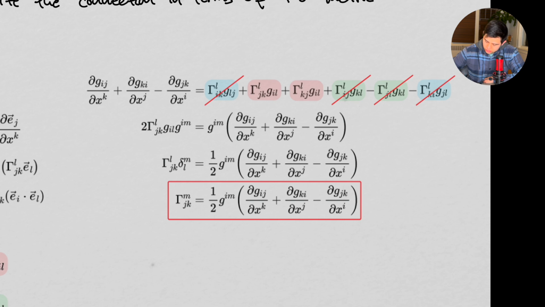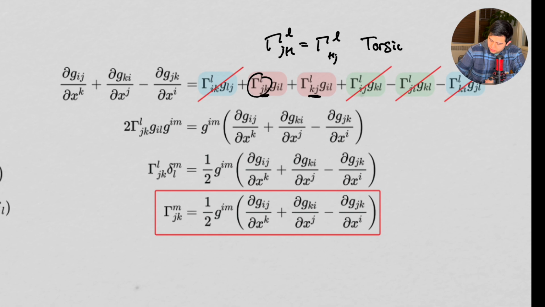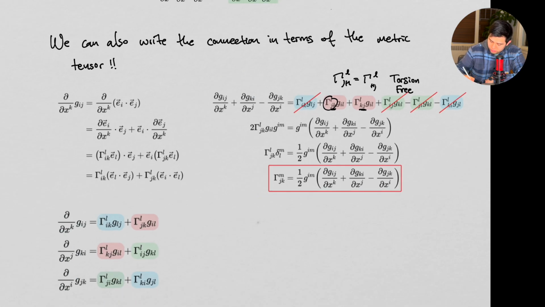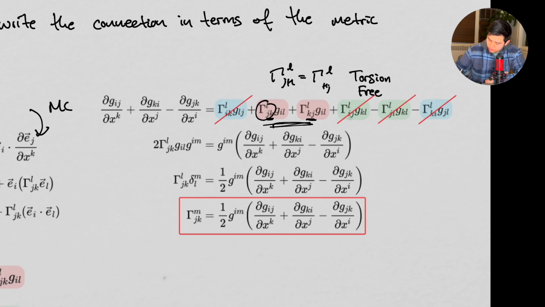And one of the things we're actually assuming also is that these two guys, when they're flipped, are the same, right? So Γ^L_{JK} and Γ^L_{KJ}. This is torsion-free, the torsion-free property. So we have metric compatibility over here, and we have torsion freeness over here.